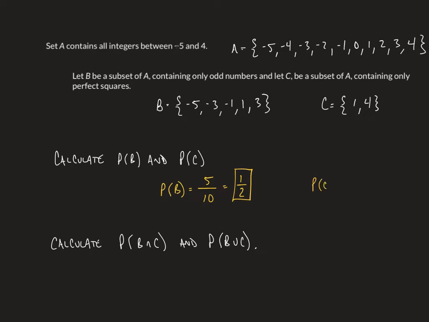The probability of C is again out of 10 because C is a subset of A. And how many elements of A are also in C? 2 of them, or 1/5.